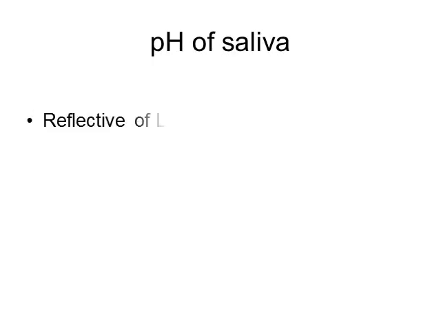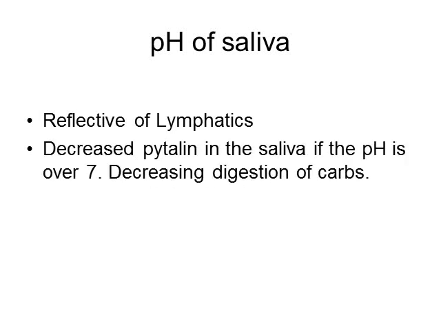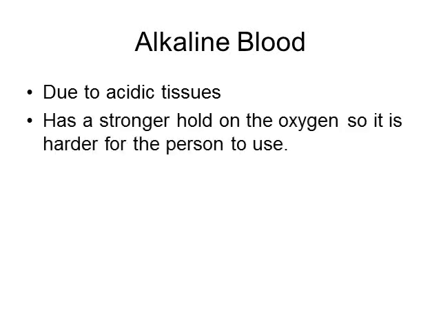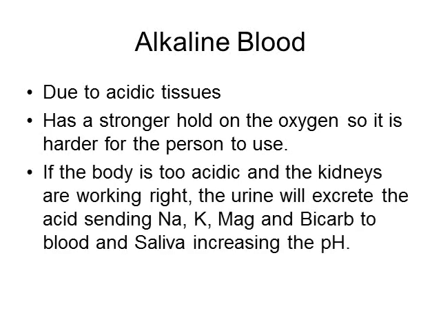The pH of the saliva is also important because it's reflective of the lymphatics. When the saliva pH is over 7, it decreases ptyalin production, which means that it interferes with the digestion of carbohydrates. When the blood is alkaline, it's due to acidic tissues in the body. It has a stronger hold on the oxygen, so it's harder for the person to use.